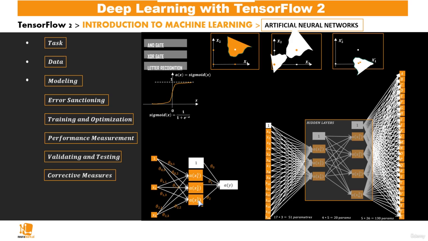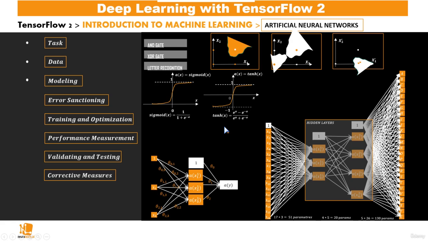Now to have x11, what we do is we have theta 01 times 1 plus theta 11 times x1 plus theta 21 times x2, and that gives us x11. Once we have x11, we apply the activation function, which in this case could be a sigmoid function, and that gives us sigmoid of x11, which gives us the value we actually have at this point.